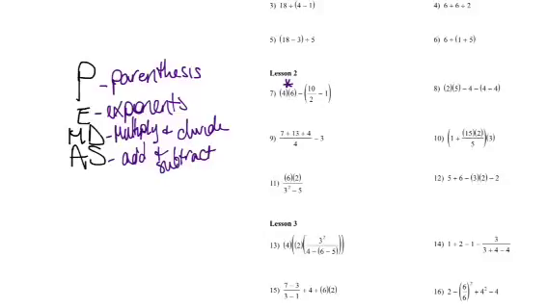Since we read from left to right, it says I'm going to multiply those two things together first. So 4 times 6 is 24. My minus sign stays, and now I'm going to deal with my second set of parentheses right here.